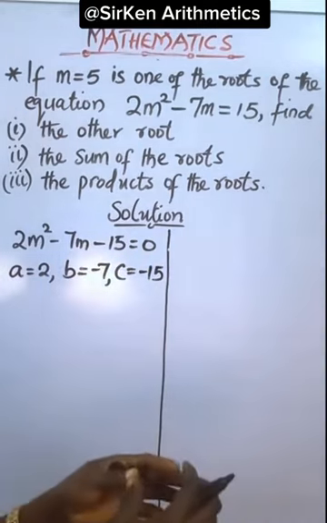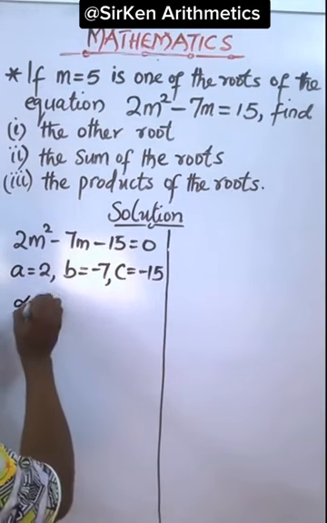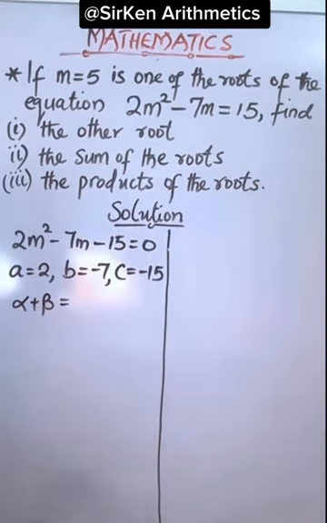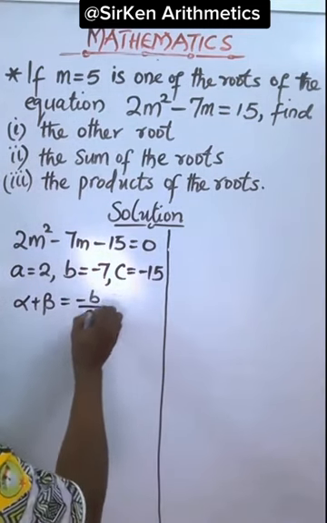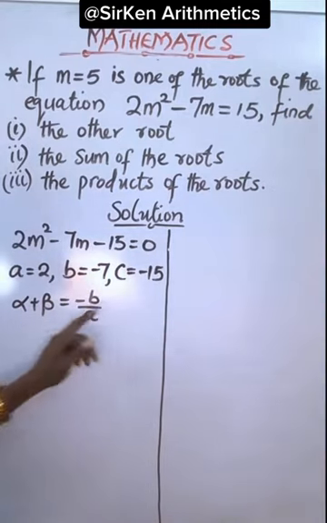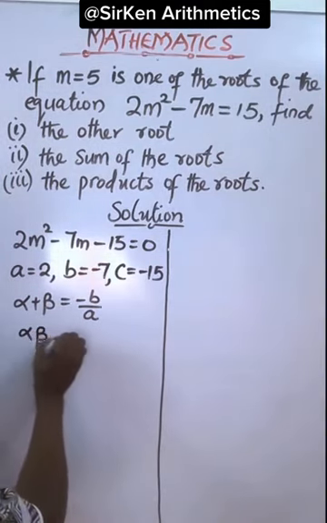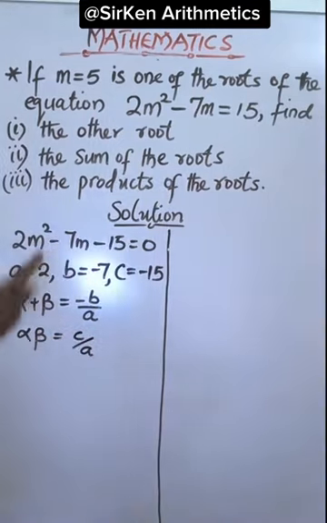The sum of roots, alpha plus beta, is equal to minus b over a. This is the formula. If you sum roots, this is what you get. The product of roots, alpha beta, is c over a. This is the Vieta's approach I'm talking about.